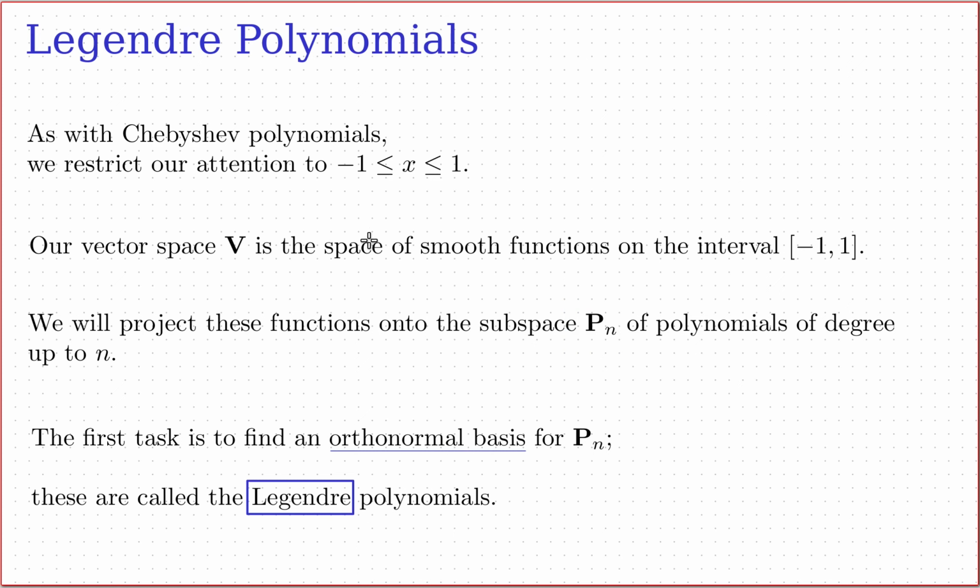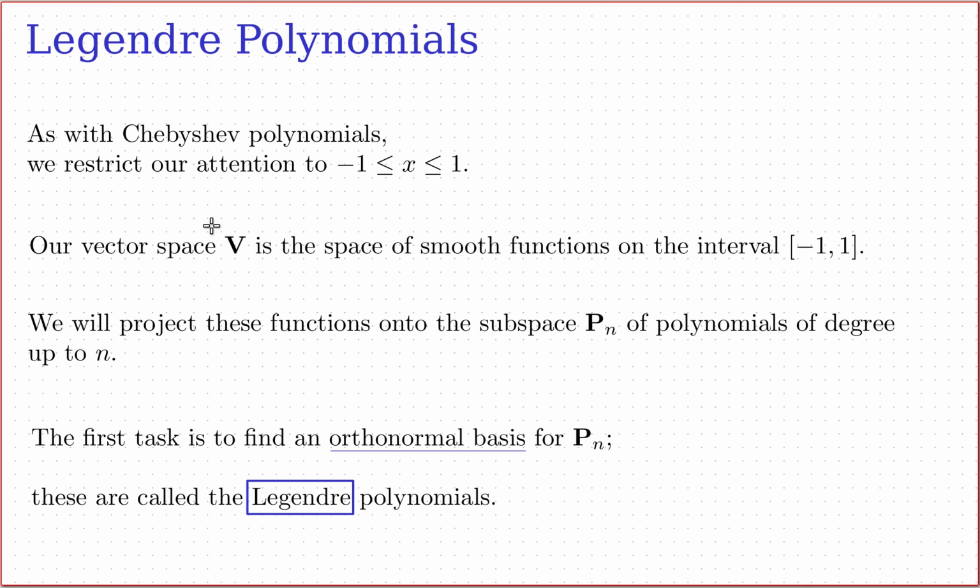Now we're going to want to be able to project an arbitrary function from the space V of all smooth functions. And by the way, by smooth, I mean it has a sufficient number of derivatives. So typically we'll assume that if we're projecting the function onto P_n, it has n plus 1 continuous derivatives. I'm leaving that a little bit vague, but we'll always assume it has enough continuous derivatives.